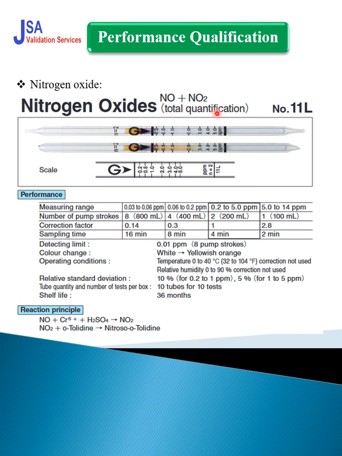For nitrogen oxide, NO2, we are using the 11L Gastec tube, and the ranges are 0.03 to 0.06 ppm, 0.06 to 0.2 ppm, 0.2 ppm to 5 ppm, or 5 to 14 ppm. These come in four different ranges. For nitrogen oxide, it should not be more than 0.1 ppm, and the color change is from white to yellowish orange.